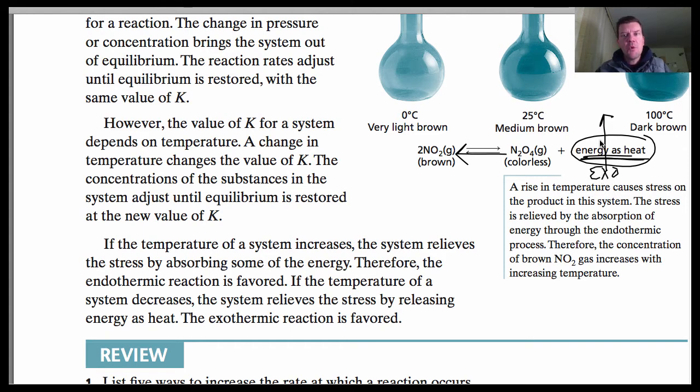And if you add more heat, then it's going to go in the reverse direction to use up some of that heat. So let me just say it this way. If exo and you add heat, then the reverse direction increases. And then it's the opposite.